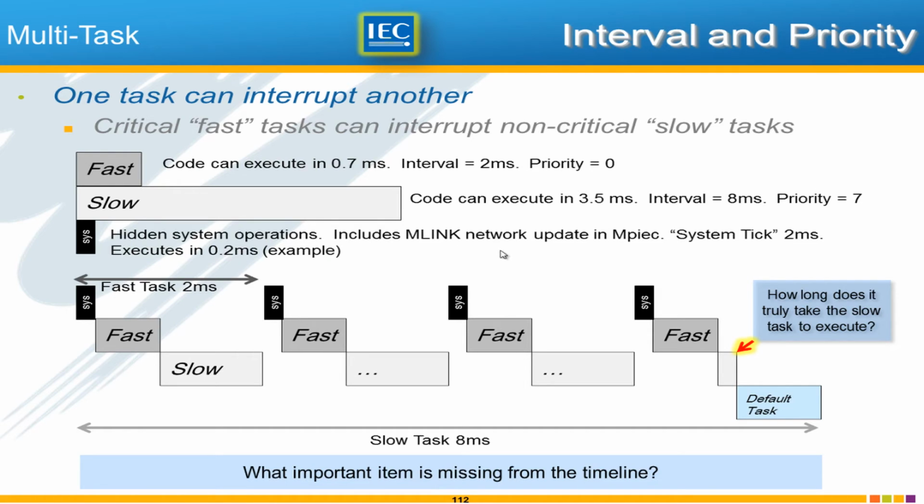And our system tick in a real controller is typically around 2 milliseconds for the MP2000 IEC controllers. As an example, the actual duration of this system tick is very short, maybe 0.2 milliseconds in the MPIEC controller. So you see what's going on here is every 2 milliseconds from the system tick, the system interrupts to do its business. Maybe if there's a servo system out there, it's managing that network.